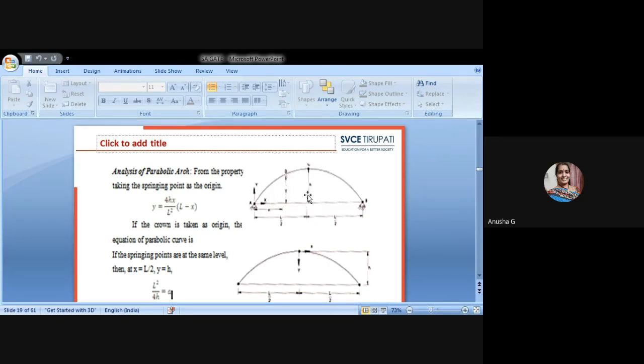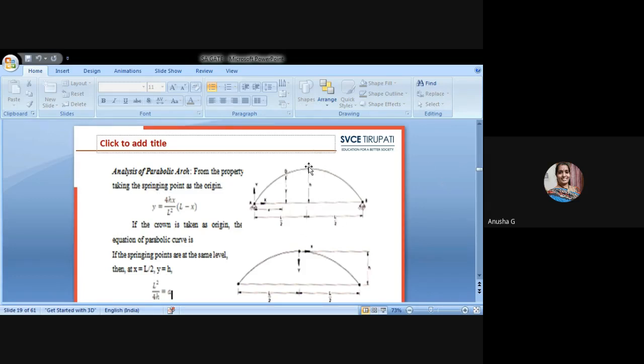Now we'll see the analysis of the parabolic arch, taking the springing point as the origin. Our equation is y equals 4hx by L square into L minus x. This equation comes from the circular arch only. Wherever we take a distance x, y is the vertical distance that has to be found: y equals 4 times h into horizontal distance x divided by L square into L minus x. This equation comes by using the circular equation only.